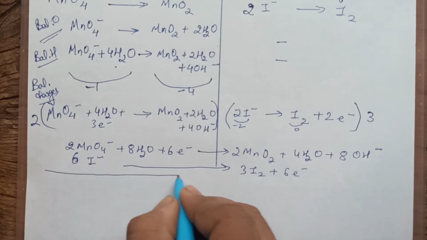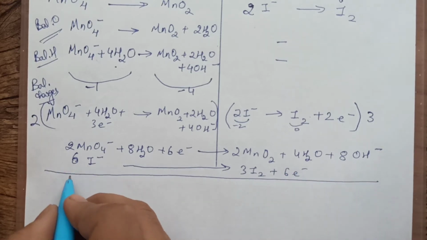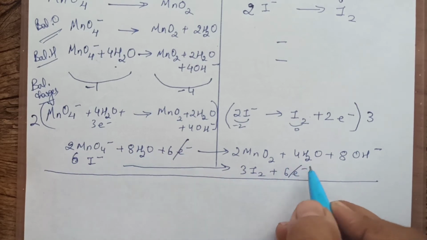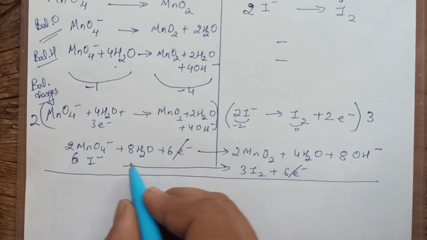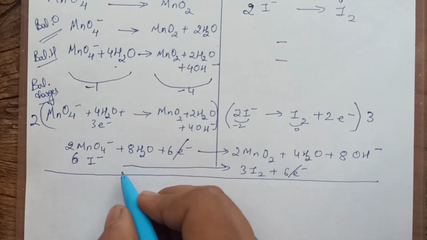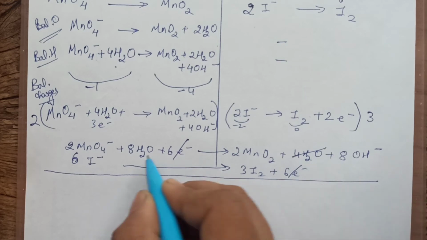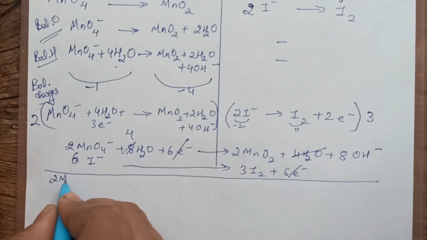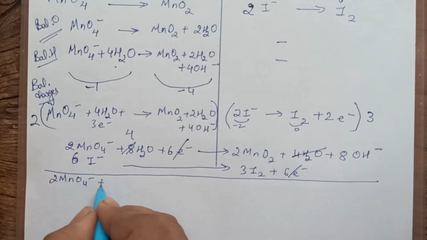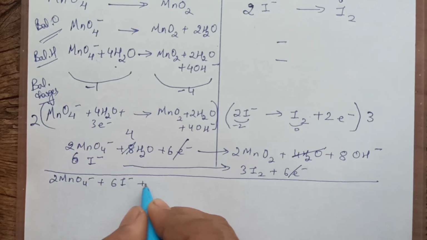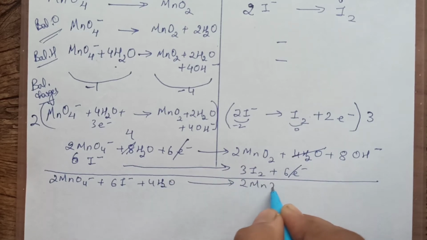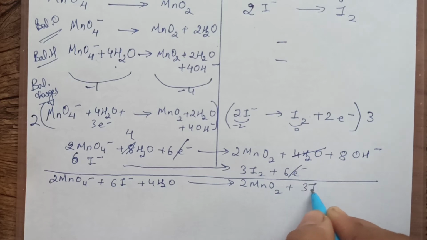So when I add these two equations, children, what you will get? Electrons will get cancelled. Even water, you are having on left hand side and right hand side, both sides water. So wherever side more, how much more you will write? So I can cancel this. I can simply write 4 water molecules on the left hand side. So I will now copy the whole equation, whatever is left over with me. 6I minus plus 4 water molecules will form 2 MnO2 plus I have 3I2 plus 8 OH minus.